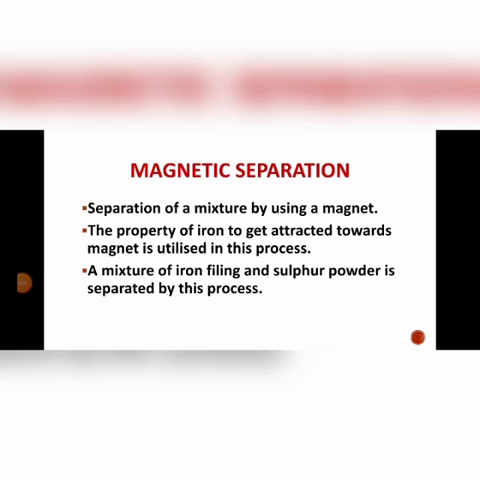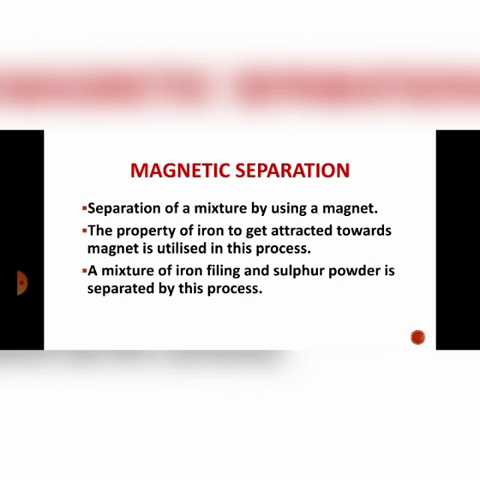Magnetic separation means separation of a mixture by using a magnet. A magnet attracts iron objects but does not attract any other objects. This property of iron is used to separate it from a mixture. If a mixture contains iron as a component, then we can separate iron objects with the help of this magnetic separation.